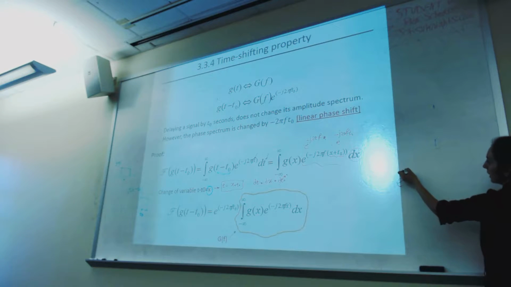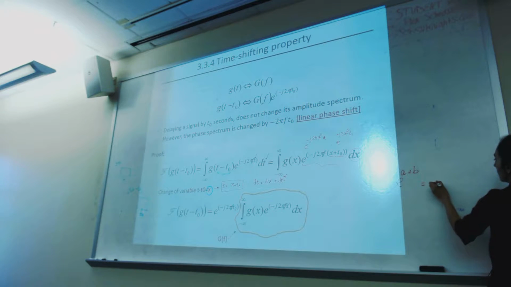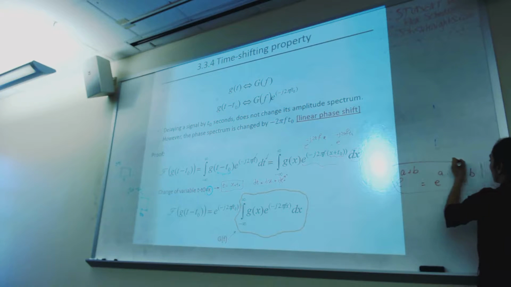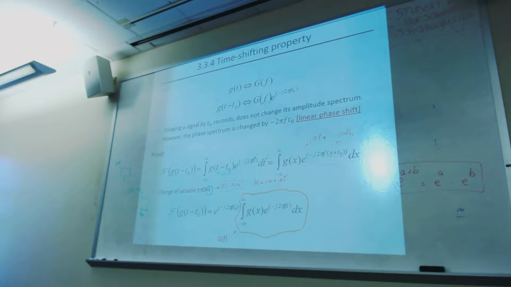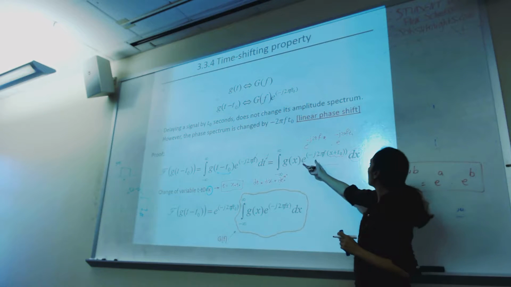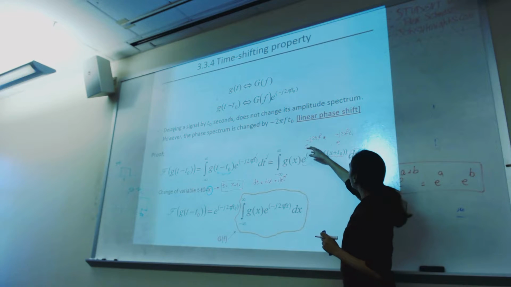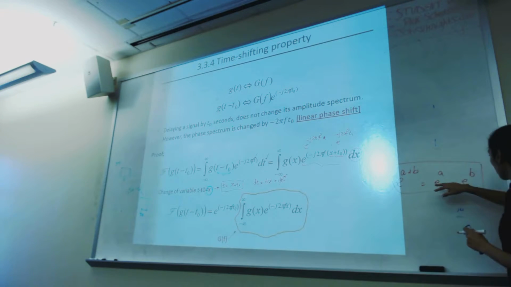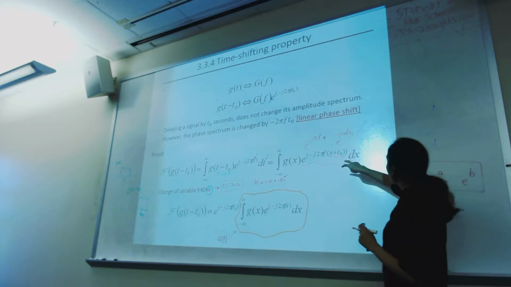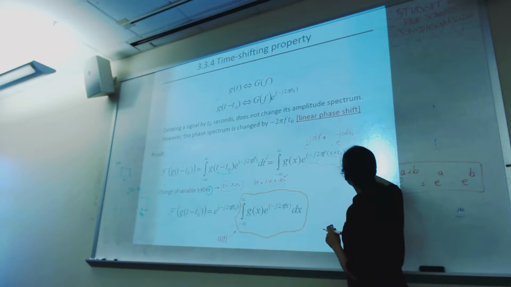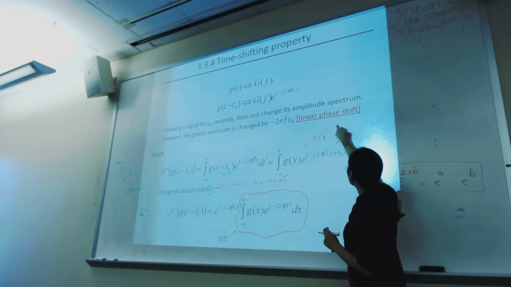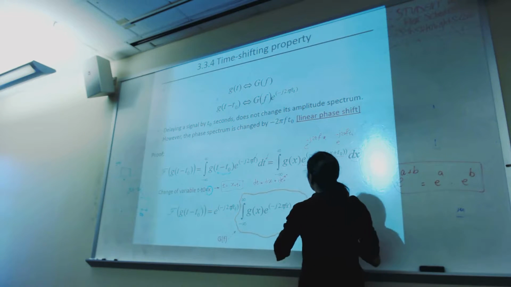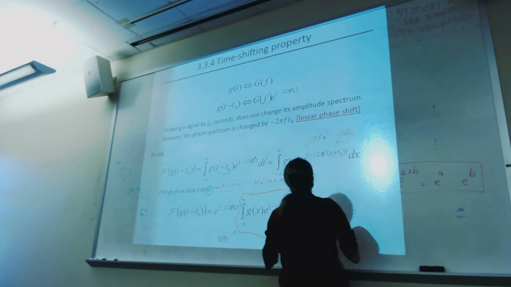Right? e to the power of a plus b is e to the power of a times e to the power of b. So now look at this. The variable is x. Do you see any x here? No, so you can easily take it out of the integral. So I'm taking it out of the integral.